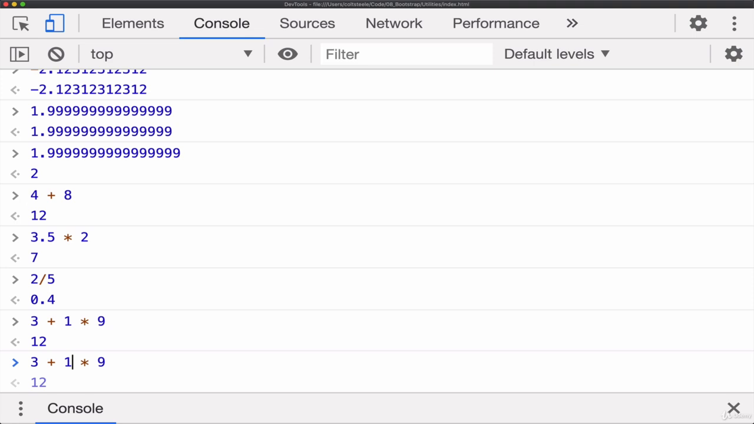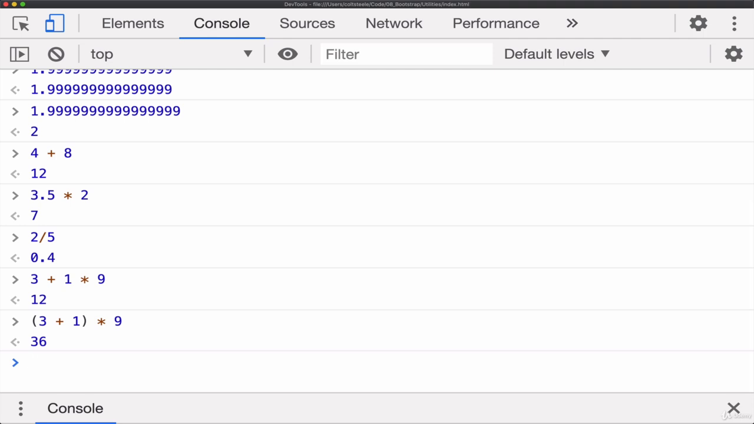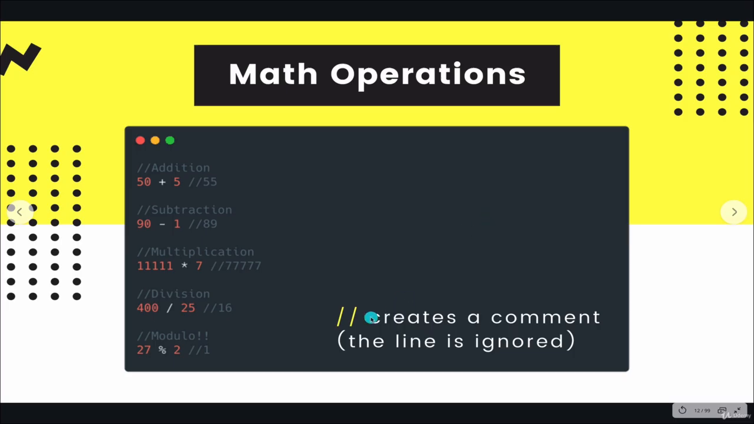We could change that using parentheses. So I could say I actually want this to run first. 3 plus 1, that gives us 4 times 9. We get 36. By the way, I'm recalling previously run lines in the console with the up arrow, so I can scroll through them with up and down. That can be useful. Now you may have noticed these grayed out lines in my slides.